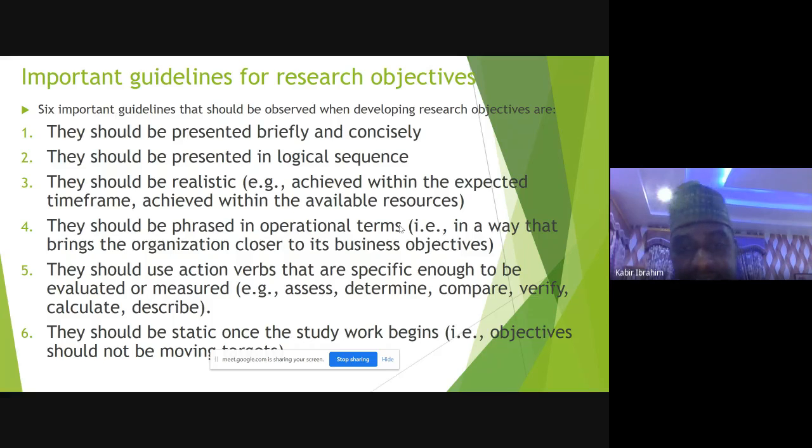Six, they should be static once the study work begins. The objective should not be moving. You can, for example, you have number 1 objective.